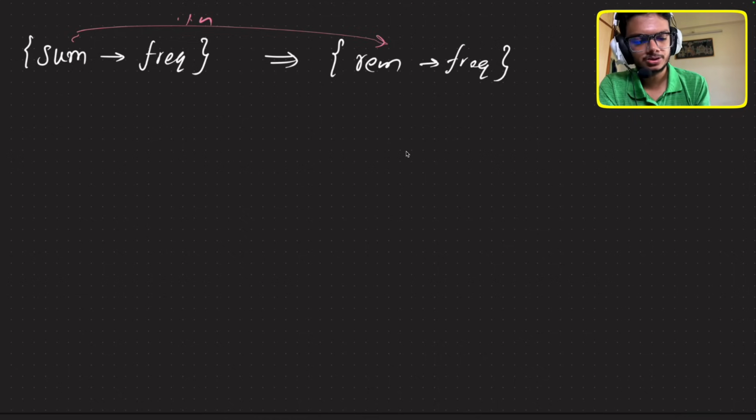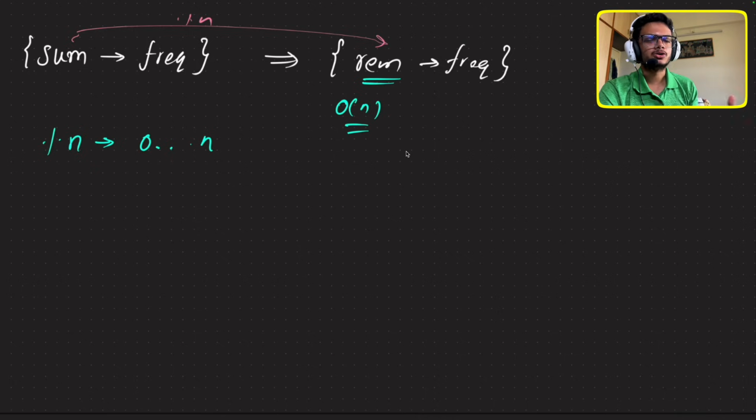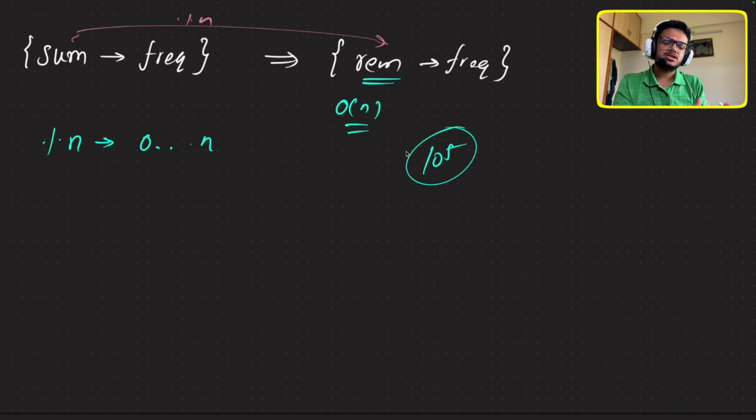Now, you know that whenever you mod a number with n, it yields a remainder in the range 0 to n. So all the unique keys, or all the unique remainders possible in this map, are of the order of n. So this says that the map size won't grow beyond order of n, which is important. Why? Because n is as high as 10 power 5, and you cannot have very large size maps.